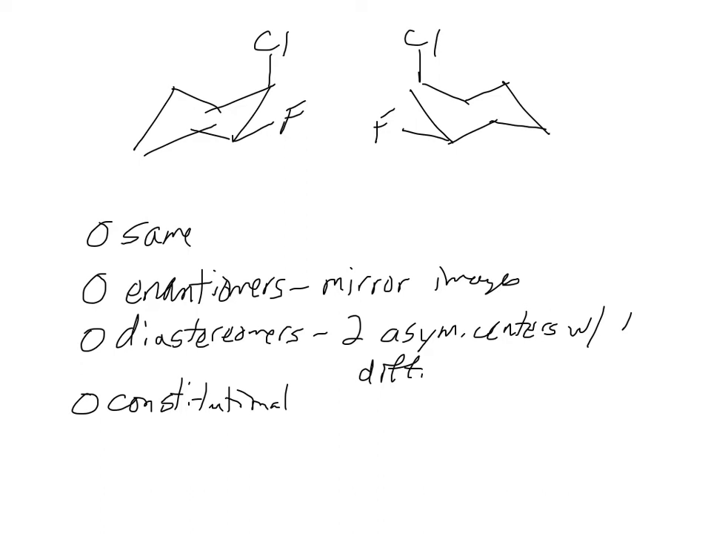Are they constitutional isomers? They're not, because this chlorine and this chlorine and this fluorine are a bond away from each other. They're 1,2 to each other. If the F was over here, then they'd be constitutional isomers. They'd be bonded to different things, different bonds. So there's not constitutional, so we can cross that off.